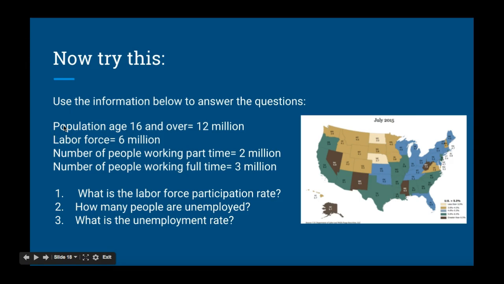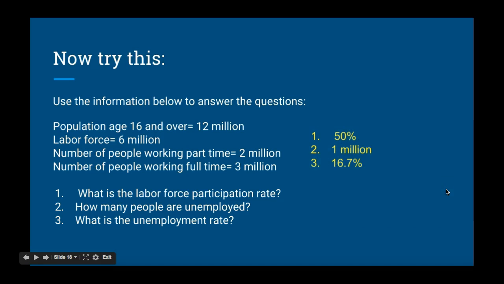All right, hopefully you gave it a shot, so let's see how you did. So here are our answers. So labor force participation rate, you would take the 6 million divided by 12 million, which is 50%. How many people are unemployed? If the labor force is 6 million, there's 2 million that are part-time, there's 3 million that are full-time. Remember, part-time does count as employed, so 2 plus 3 will give you 5, so 6 minus 5 will give you 1 million, because remember, the labor force is made up of those that have jobs, part-time and full-time, plus the unemployed. So if 5 million have jobs, there's 6 million in labor force. 6 minus 5 will give you 1 million.